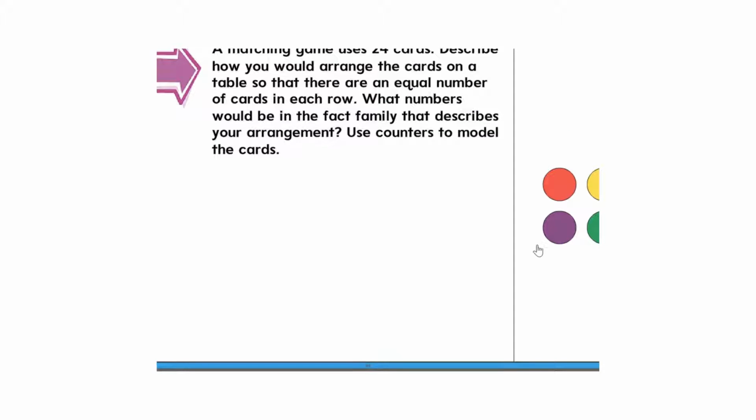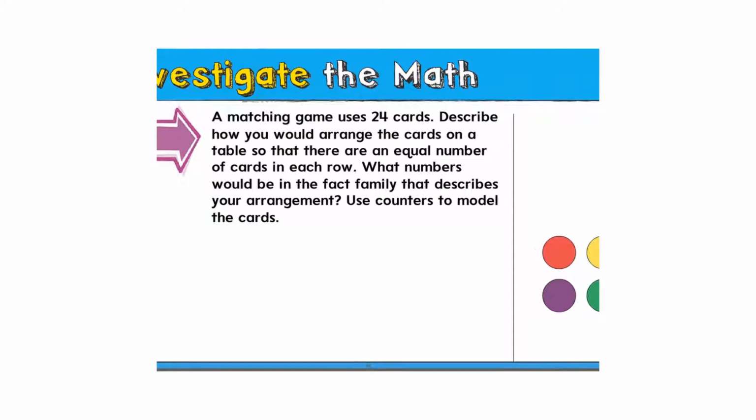Because they were asking you to use the counters, those little circles on the side, if I pulled out 24 of those, how could you arrange it so there's an equal number on each of the sides? So basically you're making an array. And there is more than one correct answer on this. So you're going to make your own array using 24 counters. Okay?